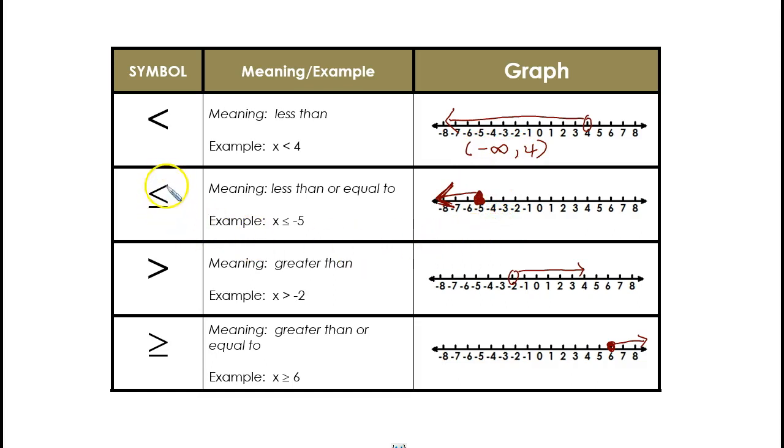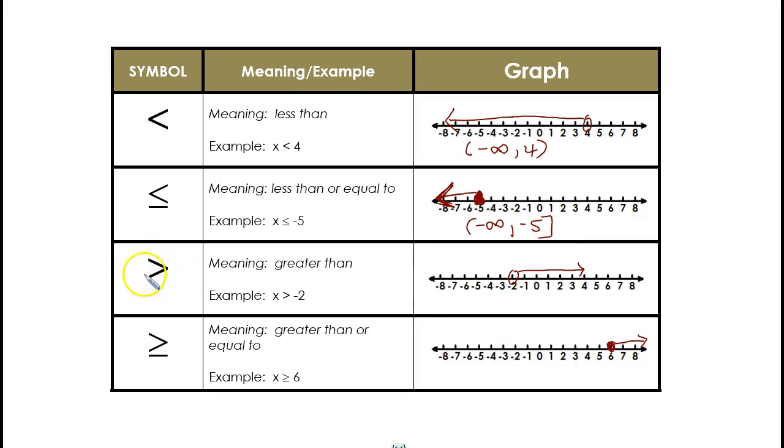Less than or equal to has the less than sign and the or equal to sign. For example, x less than or equal to negative 5 would be a closed circle on negative 5 with an arrow to the left. As an interval, that would be from negative infinity to negative 5. But the negative 5, because it's shaded, because it is or equal to, would get a bracket.